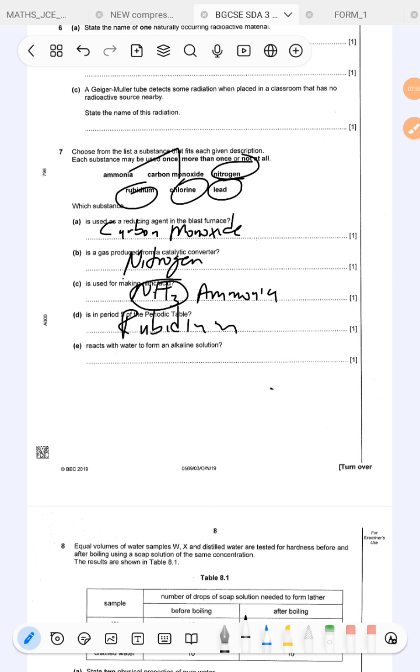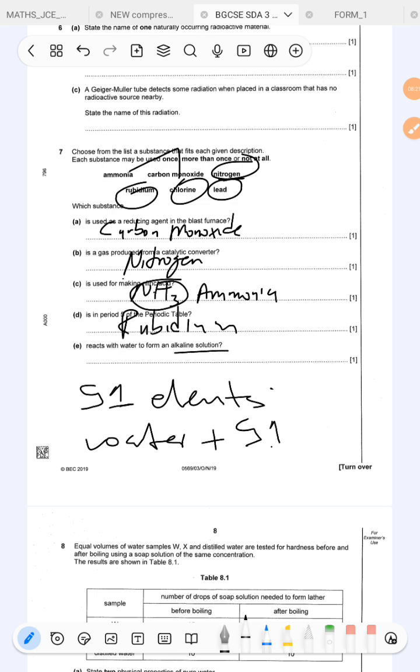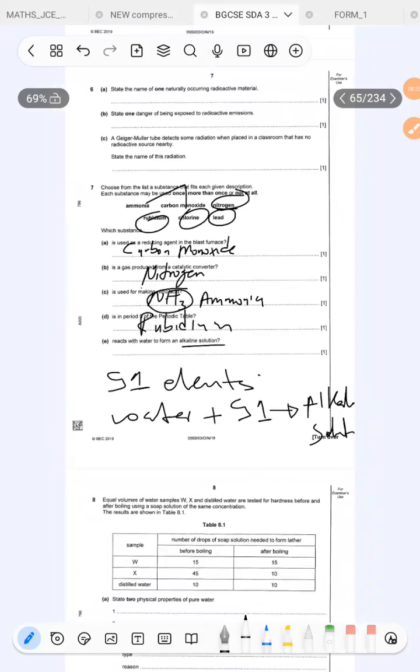Next question, E, reacts with water to form an alkaline solution. Now we know that according to the chemical properties of group 1 elements, they react with water to give an alkaline solution. So if you react group 1 elements, even group 2, they will react with water to give an alkaline solution, plus of course hydrogen gas.